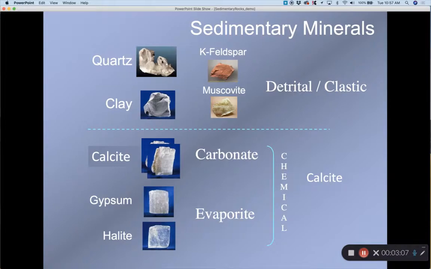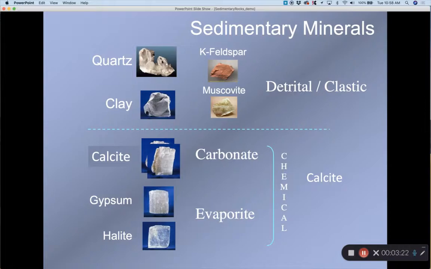Now, some sedimentary rocks will contain maybe a little bit of feldspar, and mica minerals are also common in certain sedimentary rocks, but these are secondary components. They're not usually the main body of the rock.